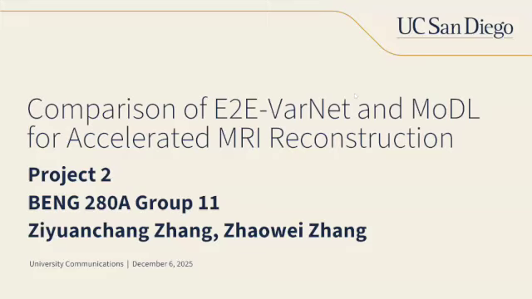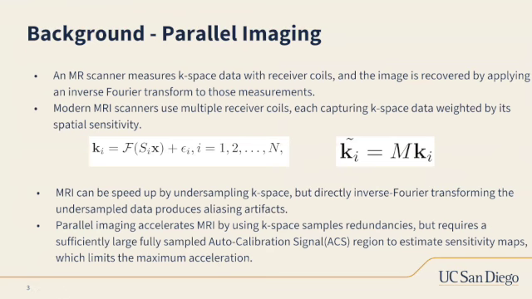Hi everyone, we're Group 11. Our course project is titled A Comparison of End-to-End Variational Network and Model-Based Deep Learning Architecture for Accelerated MRI Reconstruction. First of all, an MRI scanner measures k-space data with receiver coils, and the image is recovered by applying an inverse Fourier transform to the k-space data.